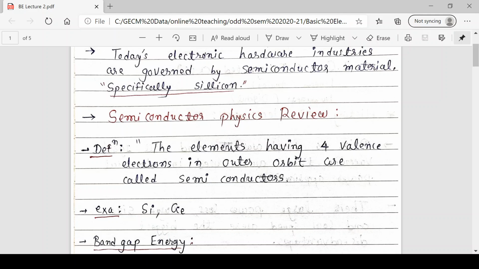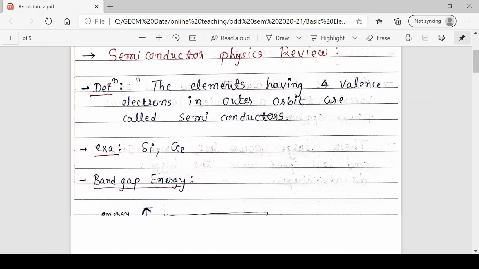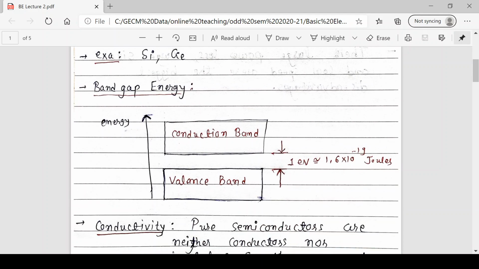Now these silicon and germanium are pure semiconductors. So why do they behave like that? We need to refer to the band gap energy. The two famous terms are conduction band and valence band. Let me clarify, if you have any doubt: conduction band and valence band are not physical things. They are energy levels. That means if you break an atom, you will not find a valence band and conduction band, but they are energy levels.